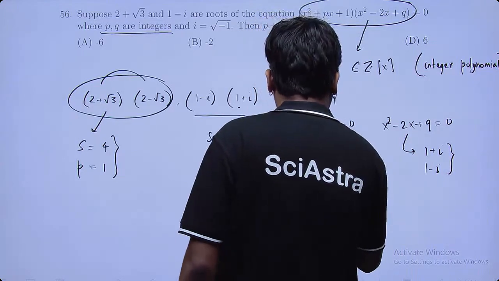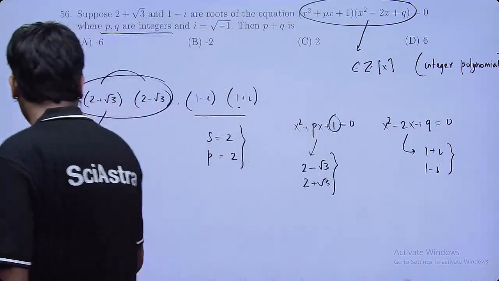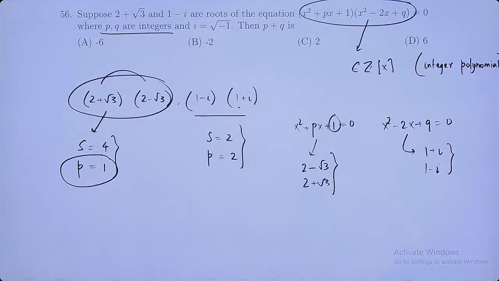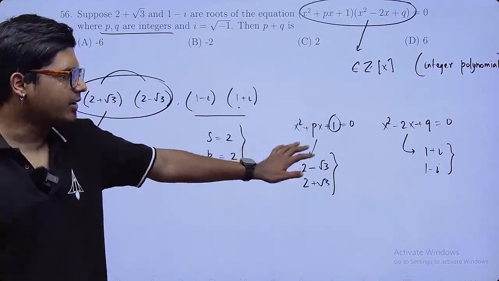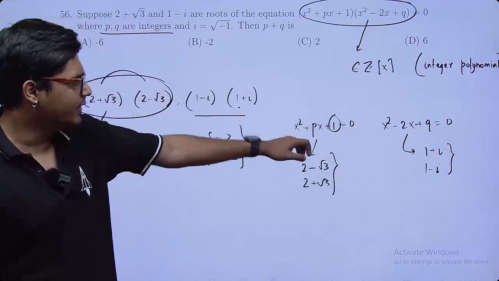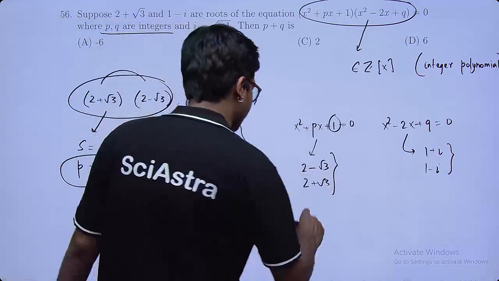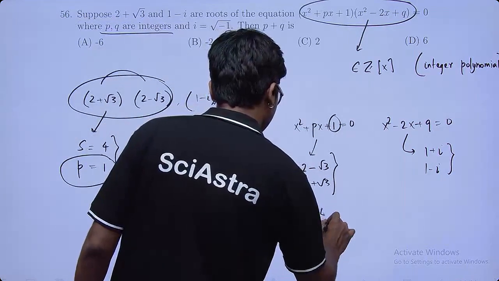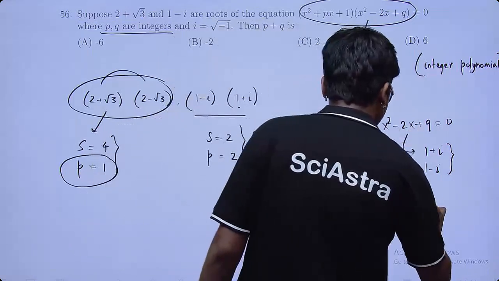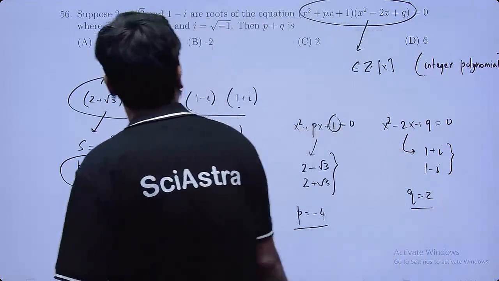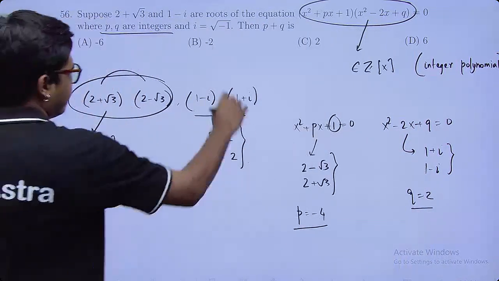Because now see, the product of the roots is given as 1. And only these two numbers multiply to give you 1, right? So we identified which quadratic has which roots, right? Now find the value of the unknowns. P is what? Minus the sum of this. So P is going to be minus 4. What is Q? Q is the product of these two. So Q is going to be 2. So what is the value of P plus Q? Minus 2, right? That's it.